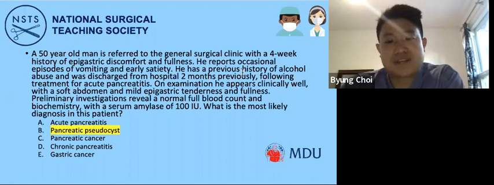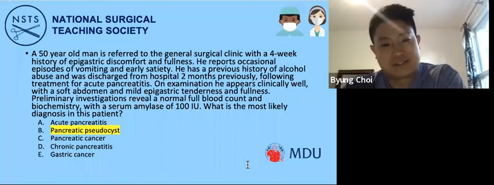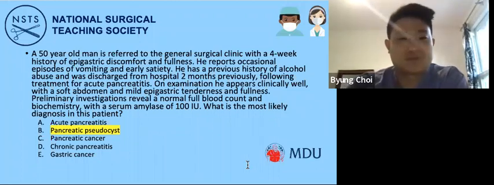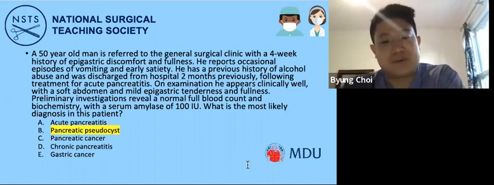Now, in terms of his presentation, he's actually quite clinically well with a soft abdomen, but he does have mild tenderness in his epigastrium, and there's that fullness there. And that's the key clue in this question, that epigastric fullness. Another big clue in this question that would suggest that this is B, a pseudocyst, is a mild elevation of his serum amylase. So 100 is mildly elevated. And none of you went for acute pancreatitis because, of course, this type of presentation doesn't fit with that, and we would expect the amylase to be a lot higher.